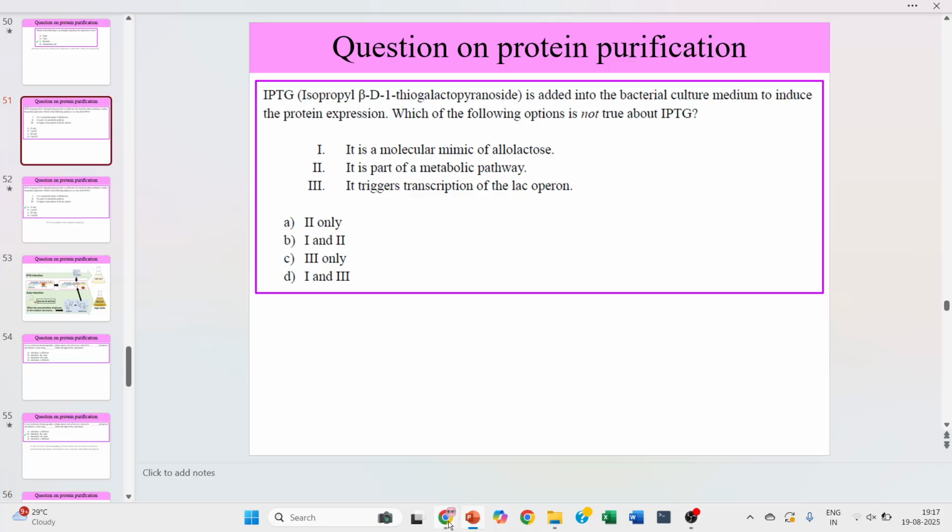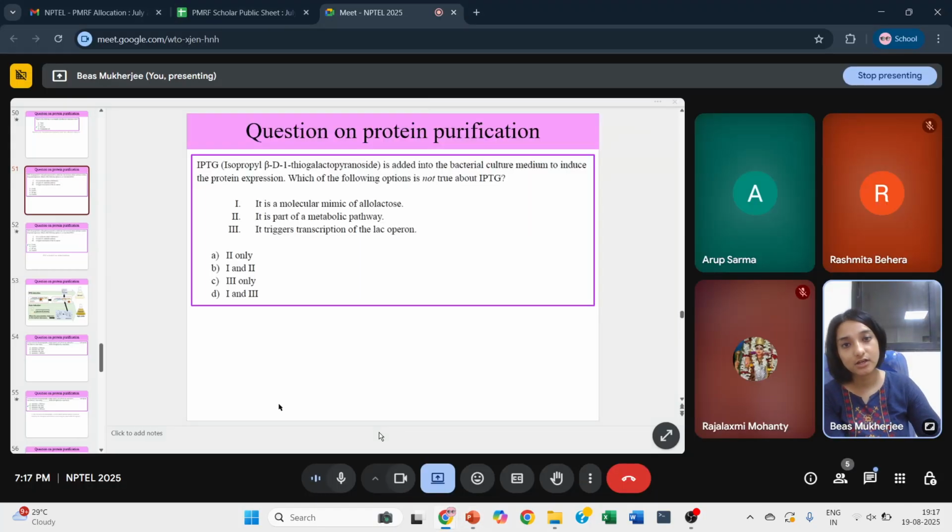Now we will go for the next one. IPTG is added into bacterial culture media to induce the protein expression. Now, which of the following is not true about IPTG? 1. It is a molecular mimic of allolactose. 2. It is a part of the metabolic pathway. 3. It triggers transcription of the lac operon. So, which of the following is not true?